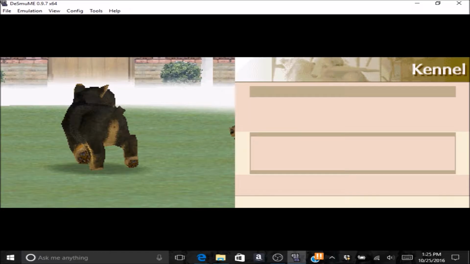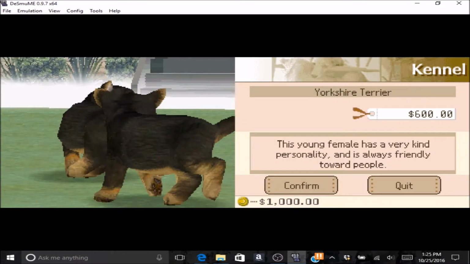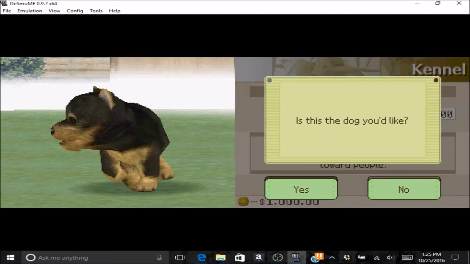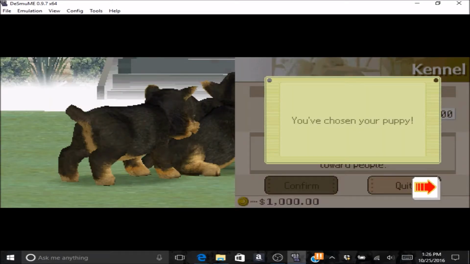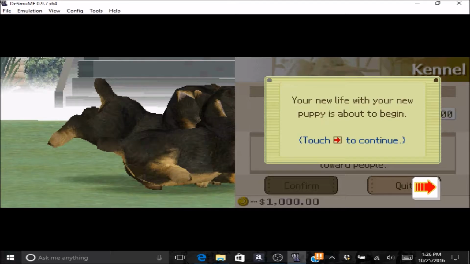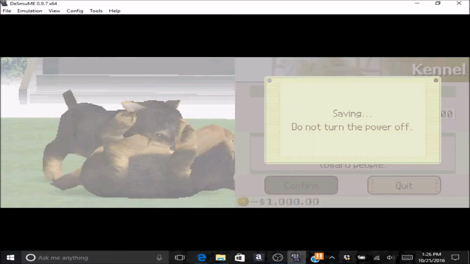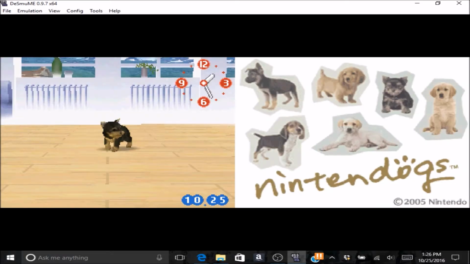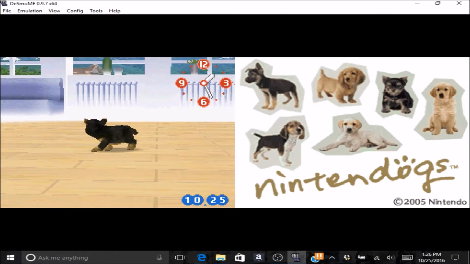So far, I'm liking the middle one. This young female has a very kind personality, is always friendly toward people. Let's go with this one. Yes, I like this puppy. You've chosen your puppy. Your life with your new puppy is about to begin. Oh, puppy, puppy, puppy. Look at how cute she is. He looks so shy.